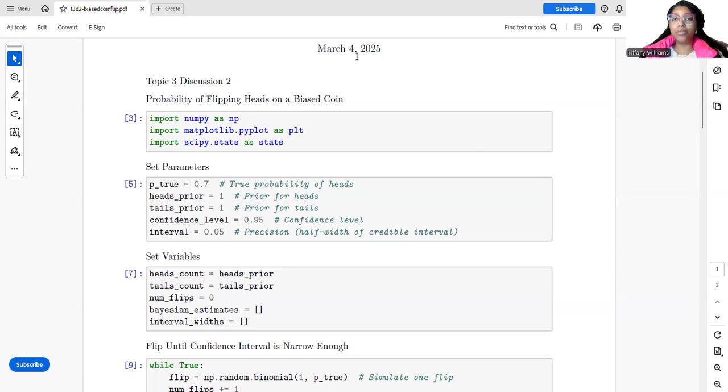Today is definitely March 3rd, not 4th. Not sure why that copied that, but today's March 3rd.